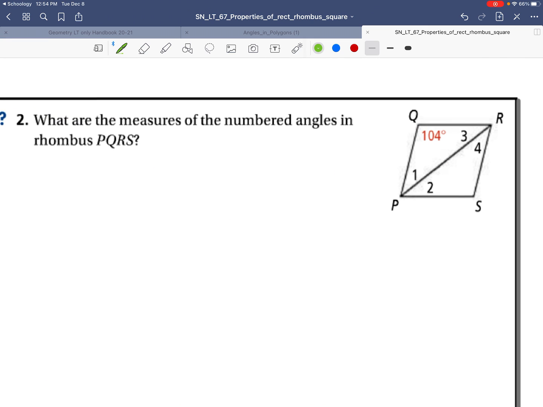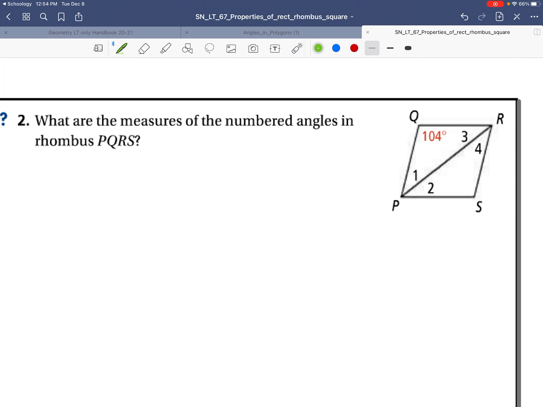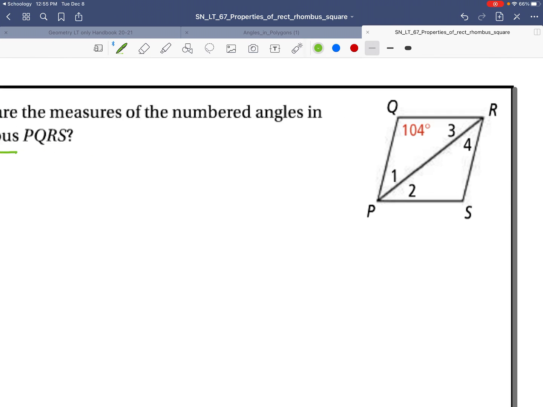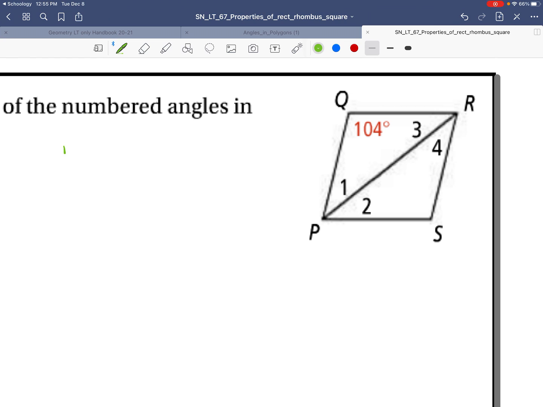Let's try the next one. Pause the movie, try this on your own, press play when you finish. So we're given that it's a rhombus, PQRS, and we want to find the measures of angle 1, 2, 3, and 4.